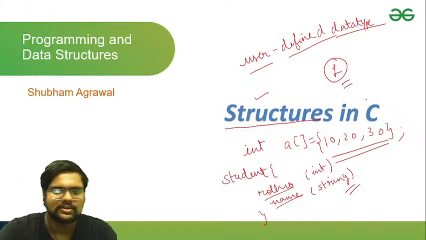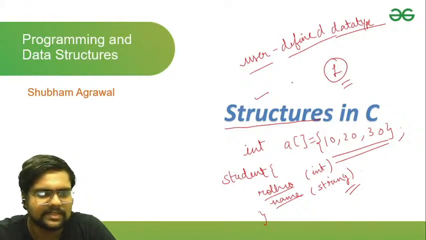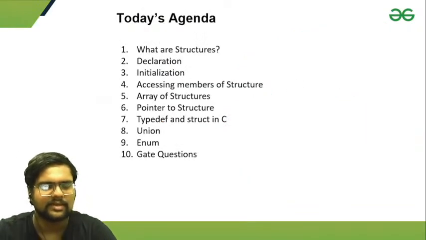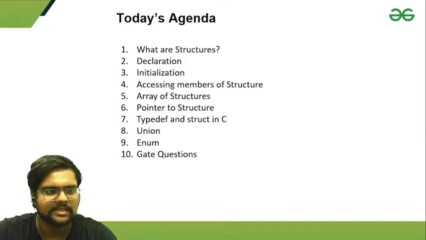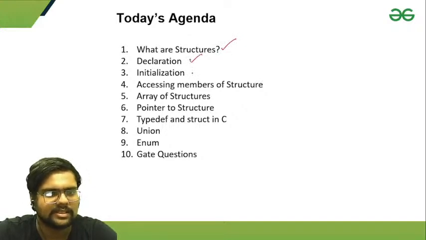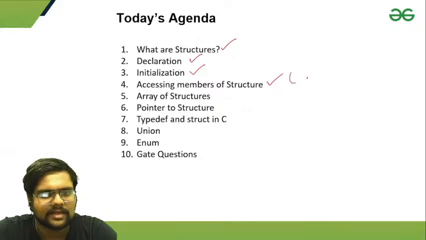So let's first move to today's agenda. We will first see what structures are, then the declaration of structures, then the initialization, then how to access the members of structures. There are two ways: one is directly using the dot operator, and the other is the arrow operator if we are using a pointer. We will see about that.